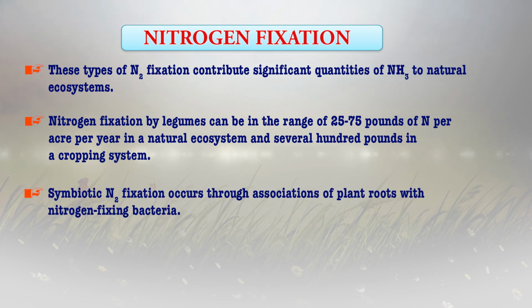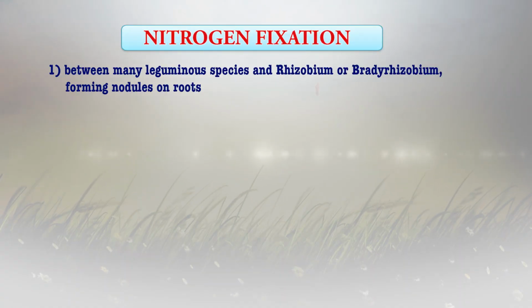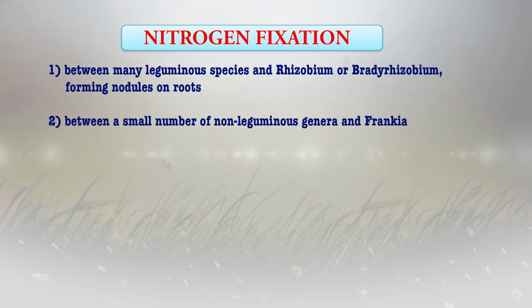So, we will see what symbiotic nitrogen fixation is. There are two types: symbiotic nitrogen fixation and non-symbiotic nitrogen fixation. Symbiotic nitrogen fixation normally occurs through the association of plant roots with nitrogen-fixing bacteria. The first symbiosis is between many leguminous species and rhizobium, or otherwise bradyrhizobium, forming nodules on the roots. The second is between a small number of non-leguminous genera and Frankia.